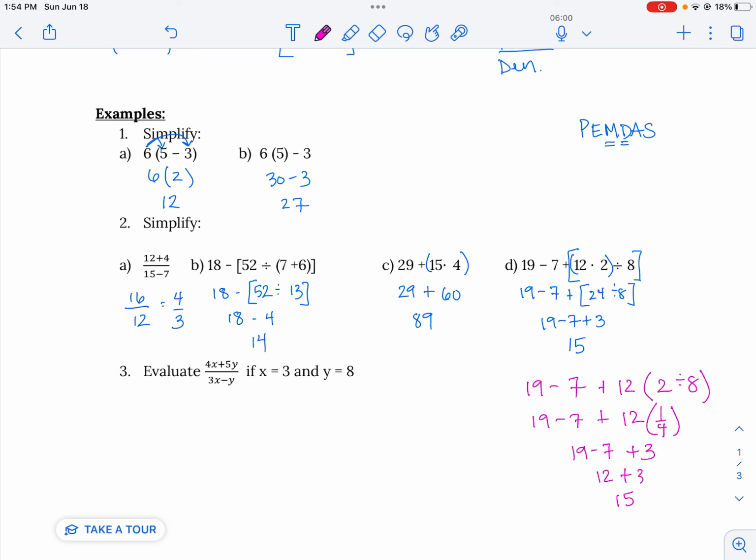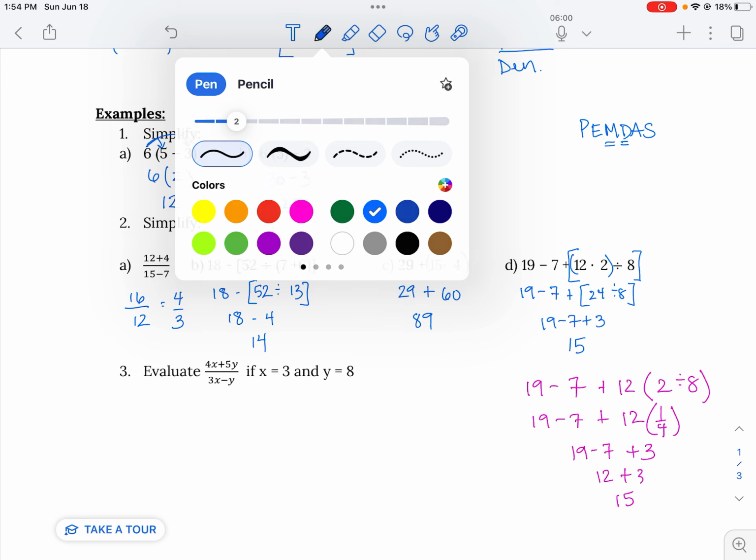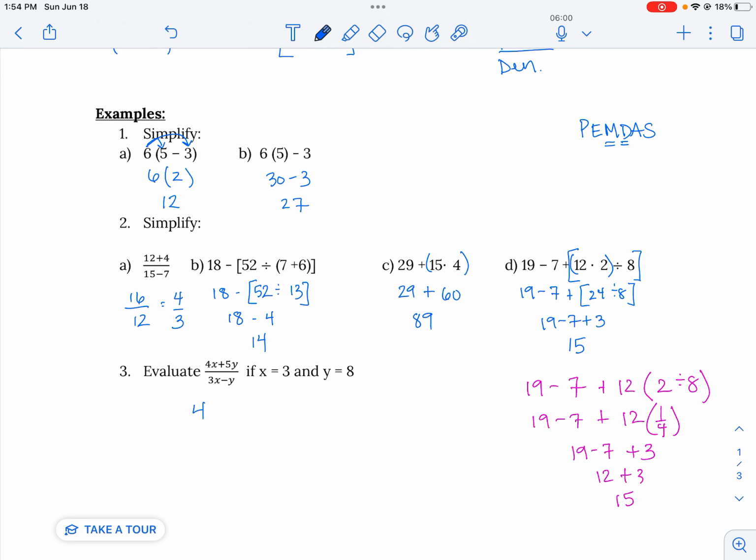Okay, in the last one, I ask you to evaluate, please, 4x plus 5y divided by 3x minus y when x is equal to 3 and y is equal to 8. So we're looking at 3 times 3 minus 8. 12 plus 40 in the numerator divided by 9 minus 8 in the denominator, and that is 52 over 1. That is 52.